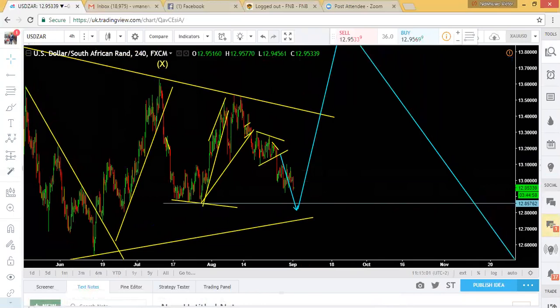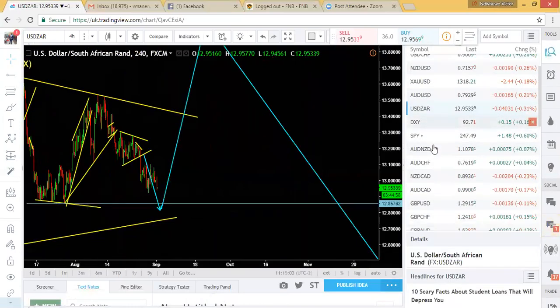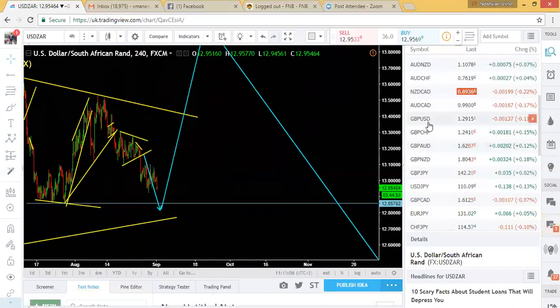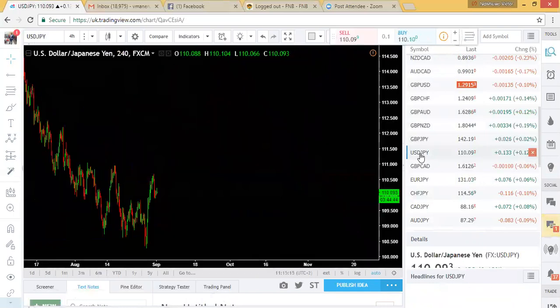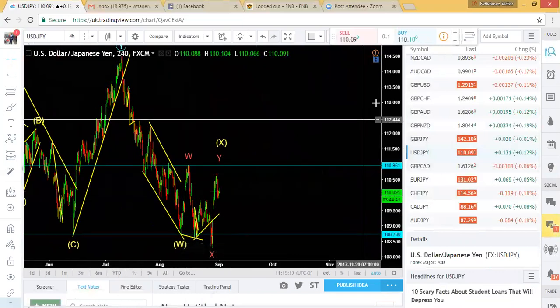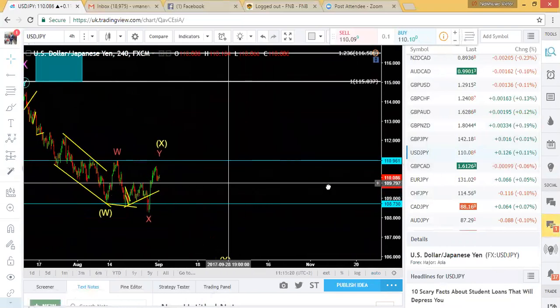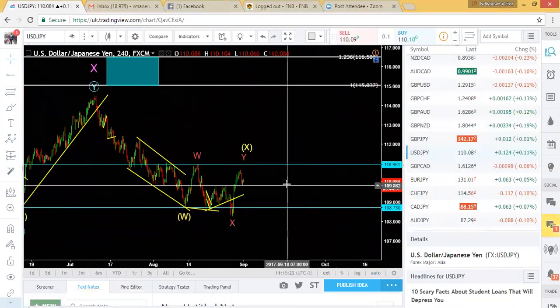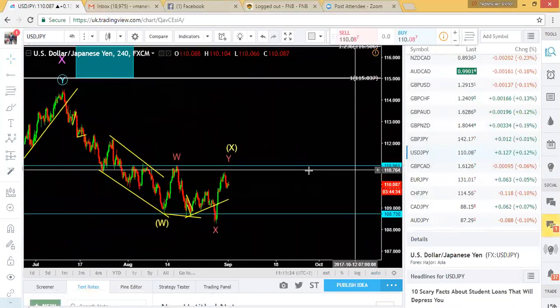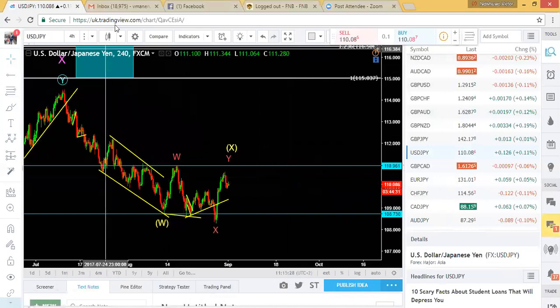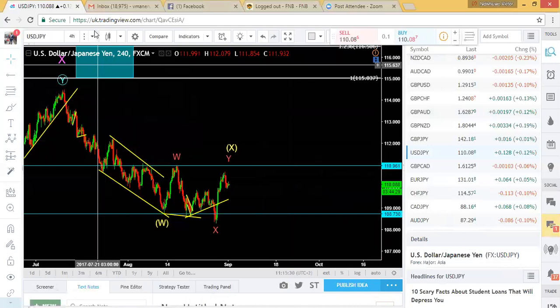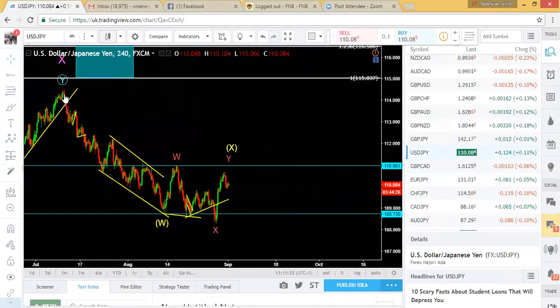The interesting one that I forgot is the US dollar JPY. US dollar JPY. So US dollar JPY. If you guys remember the video that I released, very interesting pair, this one. This is the 4-hour chart.